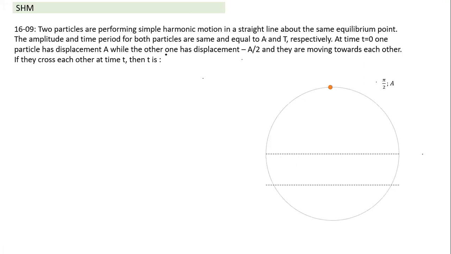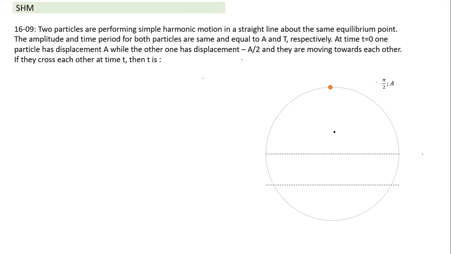What about the second one? The second one has a displacement of minus A by 2. So minus A by 2 from here, this point has to be lower. This is minus A by 2. But when I look at minus A by 2, there are two positions on the reference circle which are at minus A by 2: this position and this position. These two will have different angles.